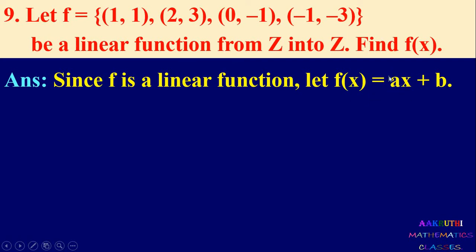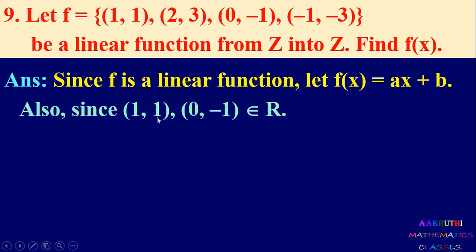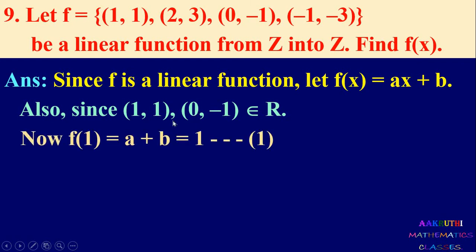Now here we have to find a value and b value. Now here it is given (1, 1) and (0, minus 1) belong to this relation. So we can substitute x equal to 1 and y is also 1, and when x equal to 0, we get y equal to minus 1. So f of 1 is 1. When x equal to 1, the function value is also 1. So therefore a into 1 plus b equal to 1. Therefore we get a plus b equal to 1. Take that as equation 1.